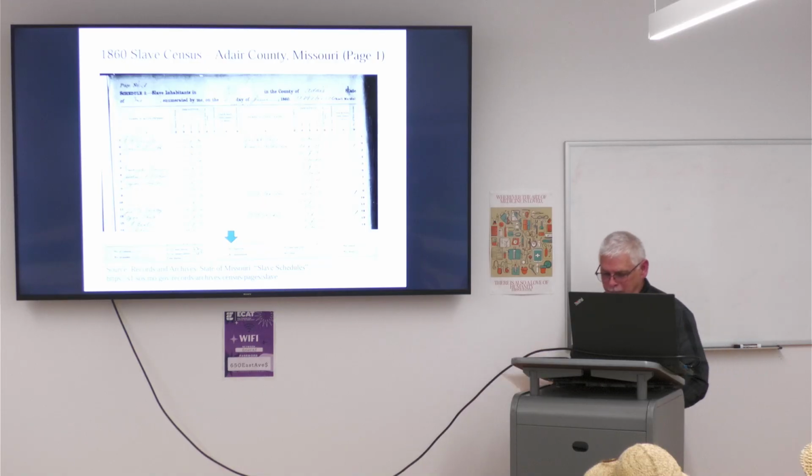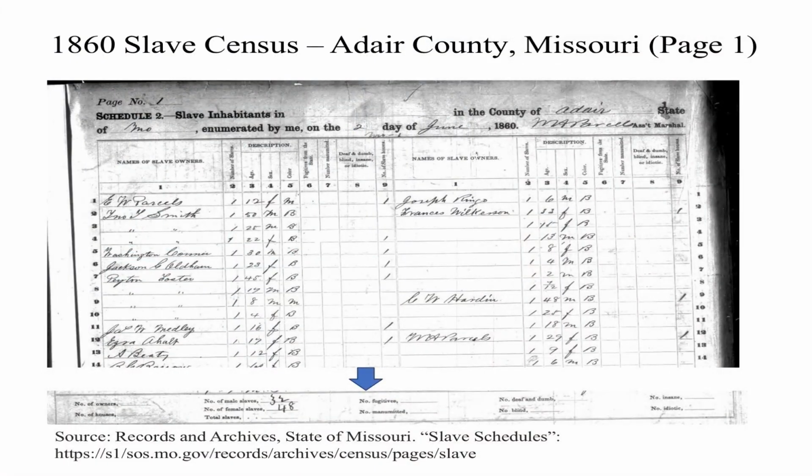I just wanted to show you, quickly, an example of what the slave census looked like in 1860. There's a special schedule for it, called Schedule 2. And this is what was filled out by the census enumerators in 1860. This is a page out of the census for Adair County, Missouri. This form was filled out on June 2nd, 1860, and it has the signature of the enumerator in the upper right. And the form contains the name of the slave owner and then lists each slave for that owner, but not by name. So for each slave, the age, sex, and color is collected.